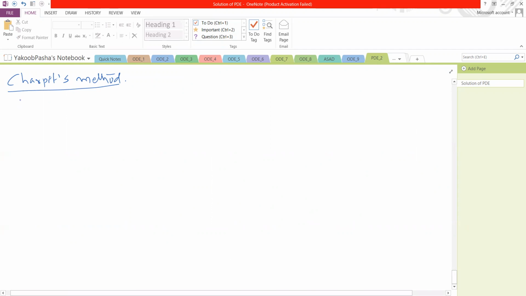First we have to consider first order non-linear PDE. Charpit's method is useful for first order non-linear PDE.